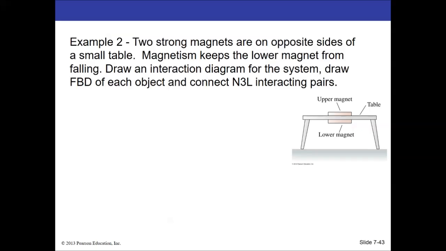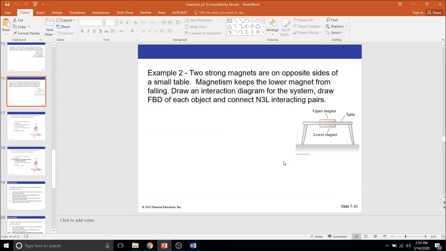All right, so this one's a great one. What we have is two strong magnets on opposite sides of a small table. Magnetism keeps the lower magnet from falling. Draw an interaction diagram for the system. Draw free body diagrams of each object. Connect Newton's third law interacting pairs.